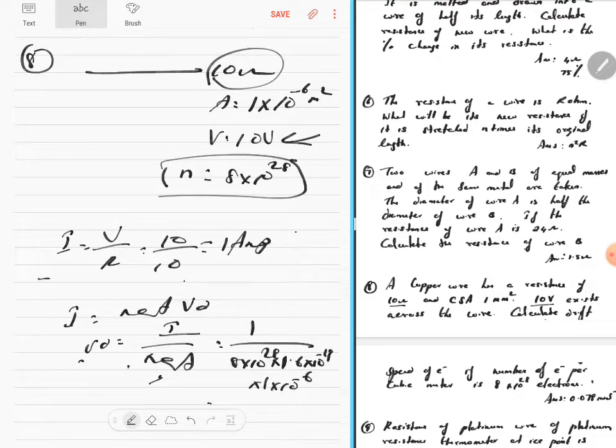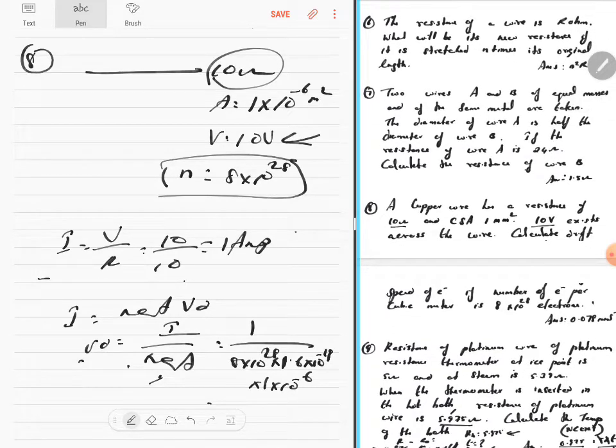You just do the calculation, you get the drift velocity. Are you clear? Very easy. When you know the potential and you know the resistance, immediately you can calculate the current, and then I is equal to nEAVd, which will help you get the drift velocity. Can I go to the next sum?